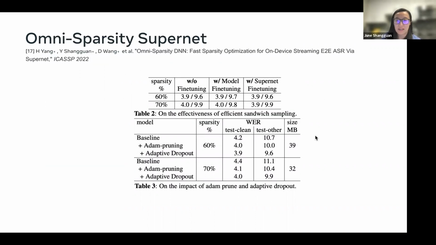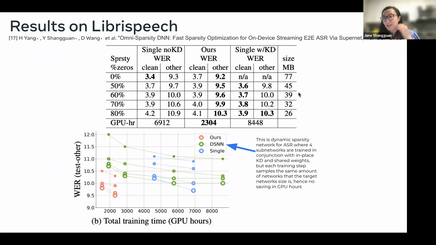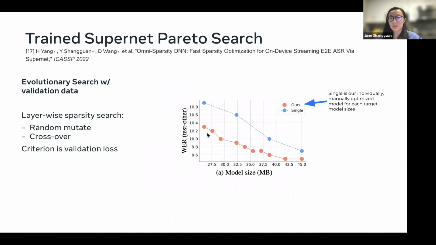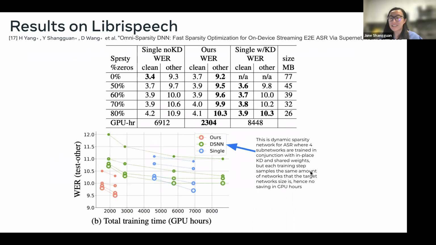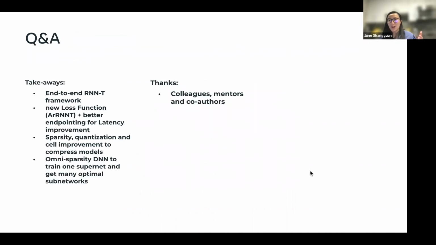So that concludes our recent work on omnisparsity network, where we were able to train one network and generate many smaller networks. And this concludes my whole talk on on-device, edge device ASR.